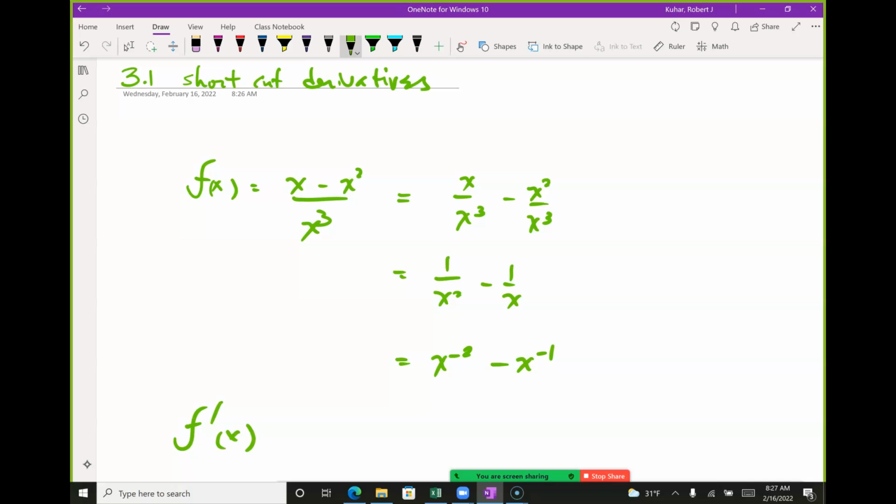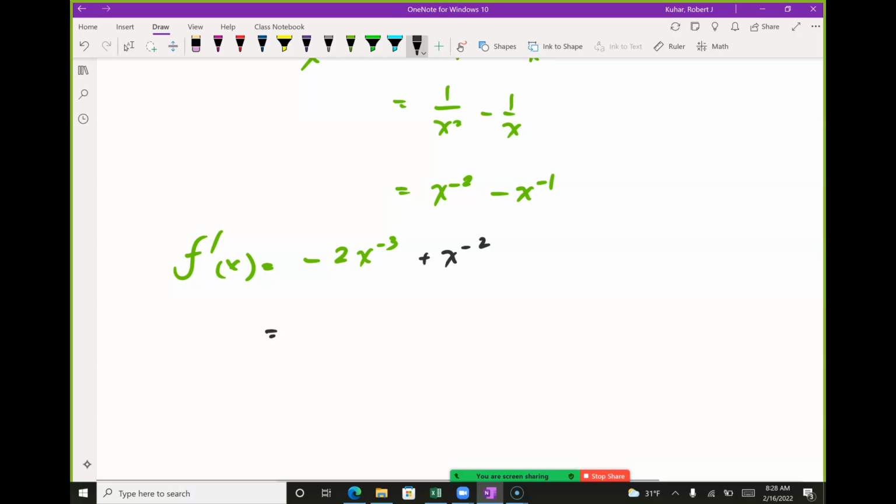So f prime of x here is negative 2 x to the minus 3. Bring down the power, reduce the power, plus x to the minus 2. So I get 1 over x squared minus 2 over x cubed. But then I want to put things back. If I have multiple fractions, I want a single fraction, so I'm going to need x over x here. My final answer for my derivative would be x minus 2 all over x cubed.